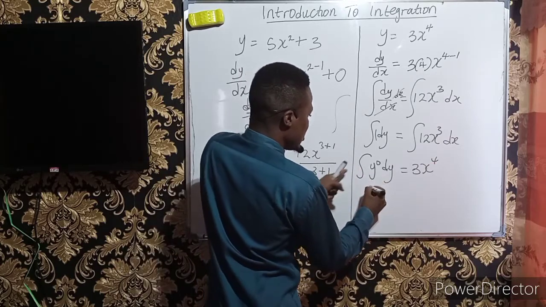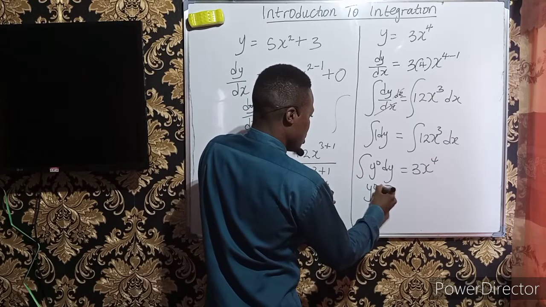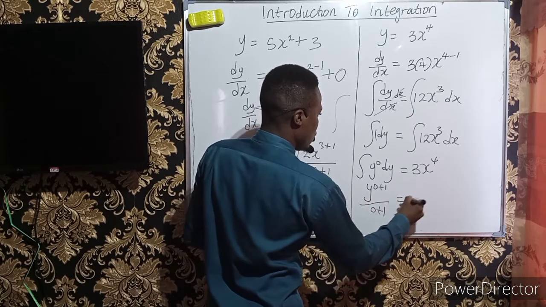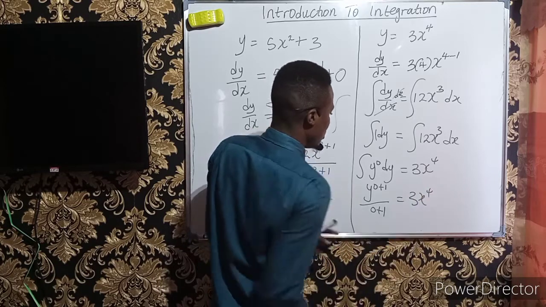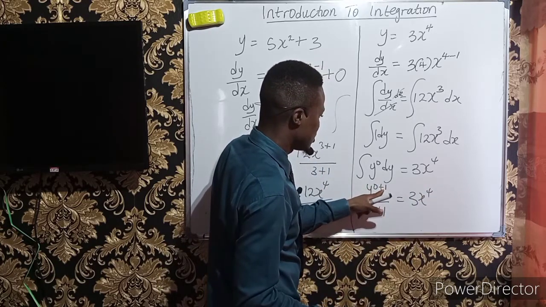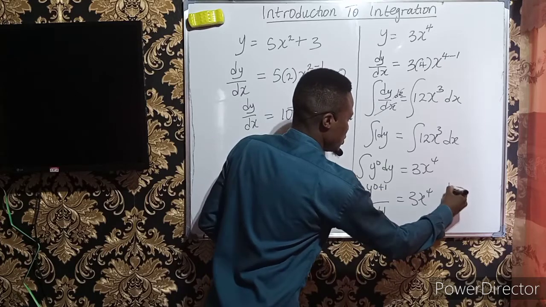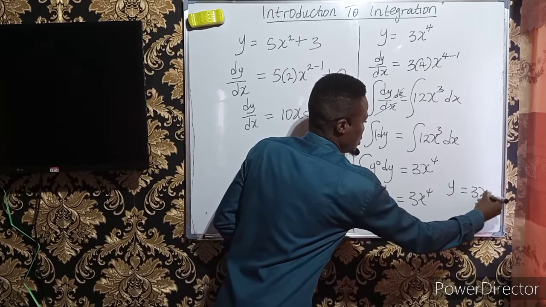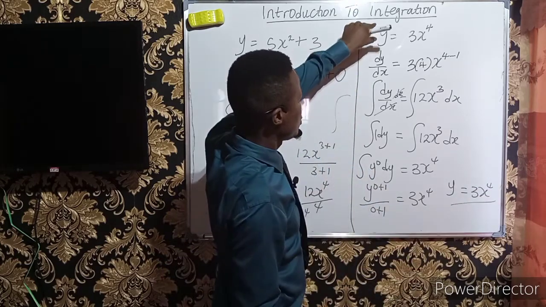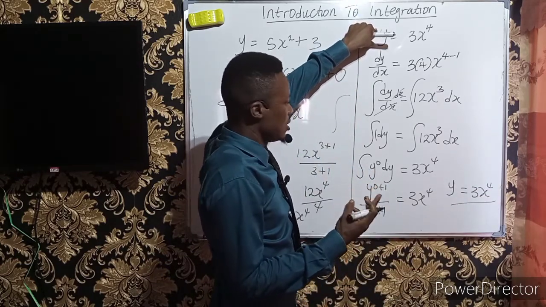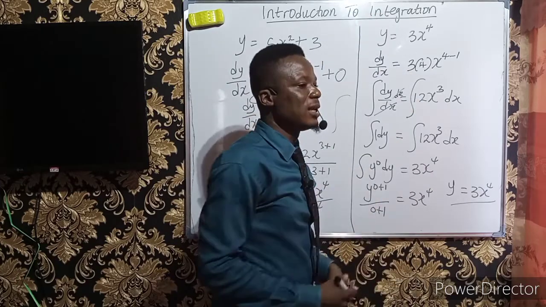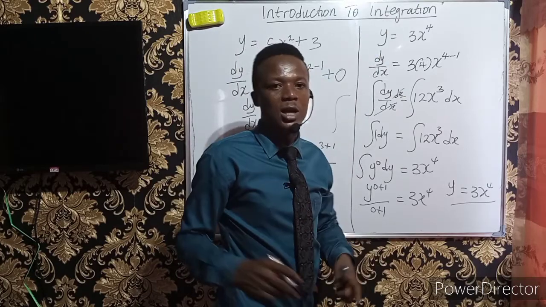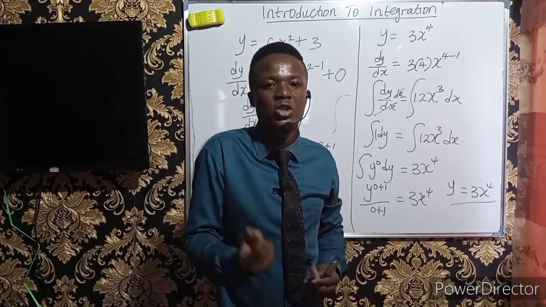Now, trying to integrate this, I have y power of 0 plus 1 over 0 plus 1 equals 3x to the power of 4. You will now see that 0 plus 1 will still give us y. So this is just y. y over 1 is still y, equals 3x to the power of 4. You can see that the original function has been gotten back again. So this process of reversing a differentiated function to get the original function is what we call integration. And that is why I am telling you that integration is just the reverse of differentiation.